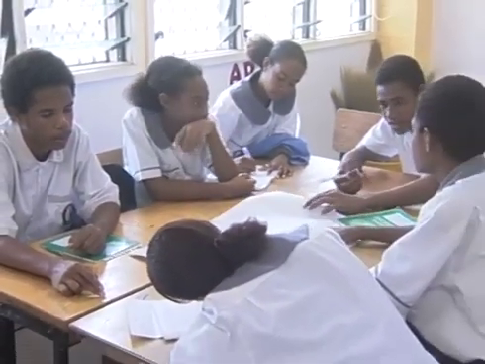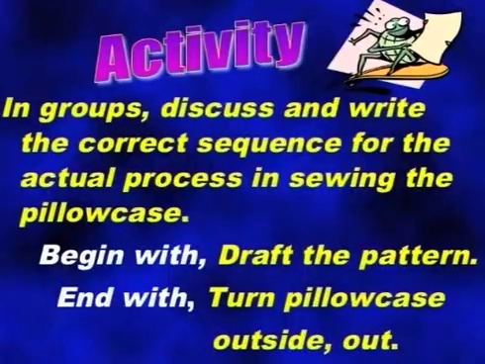Now let's have a look at the activities for this lesson. I'd like the class to read that together. In groups, discuss and write the correct sequence for the actual process in sewing the pillowcase. Now, when you look at that, it says the actual process in sewing the pillowcase.